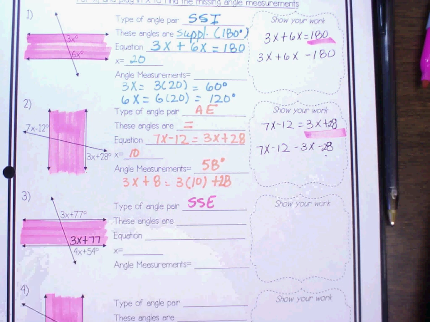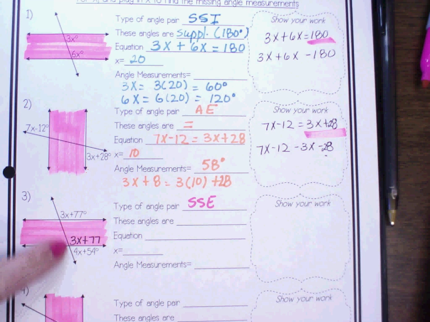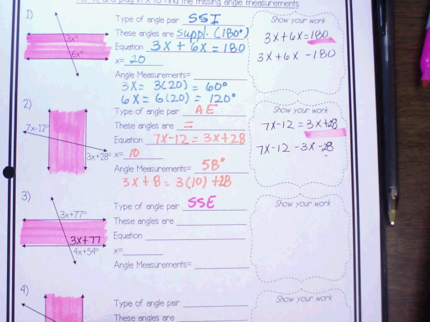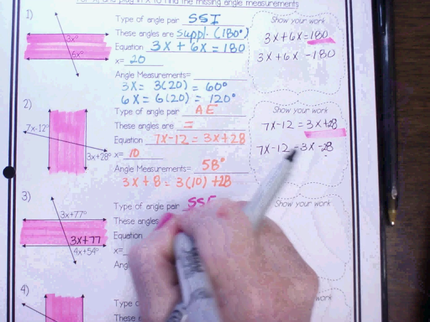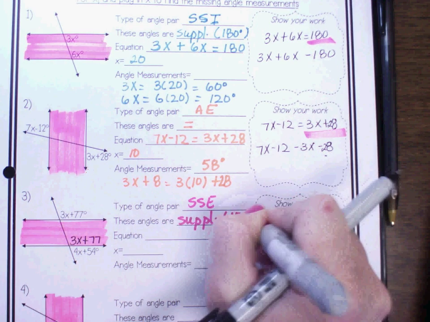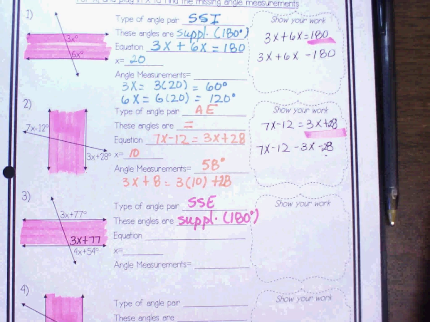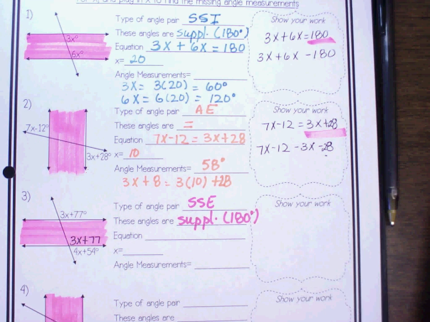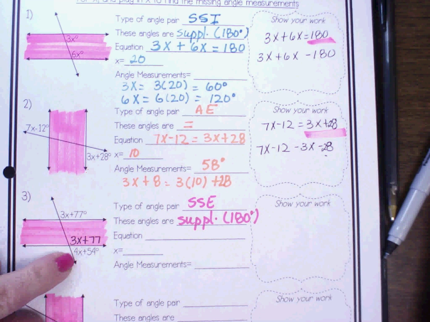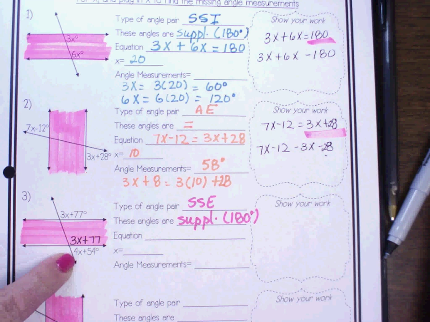Very good. Same side exteriors, which means we did it yesterday. What kind of angles are they? Thank you. Same side exterior. I'm going to tell you why they're supplementary, because that one and this one are corresponding. And those two make a straight line, and that straight line is 180. All right, so these angles are supplementary.